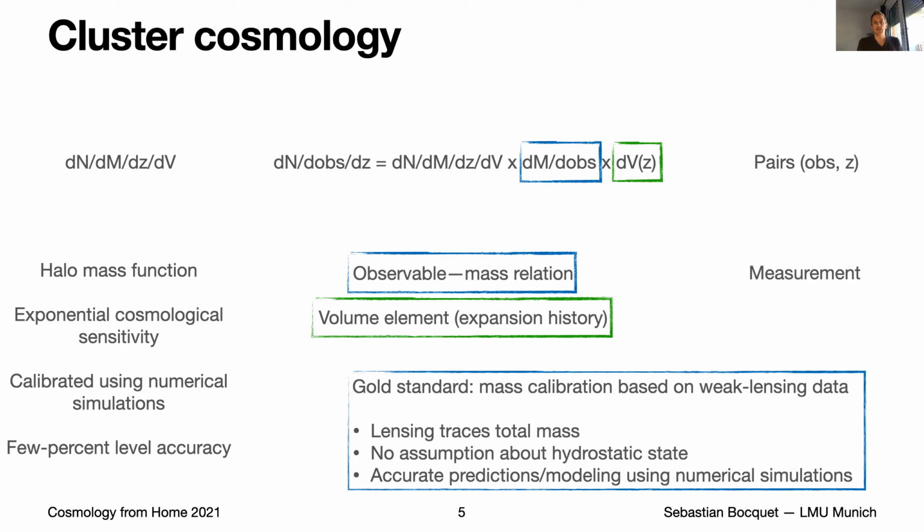So for the observable mass relations, the gold standard these days is to do mass calibration using weak lensing data. Now, why is that? This is because lensing traces the total mass. We do not need to assume anything about the hydrostatic state of the clusters. And we do have accurate predictions and modeling from numerical simulations. And I'm going to come back to that toward the end of the talk.